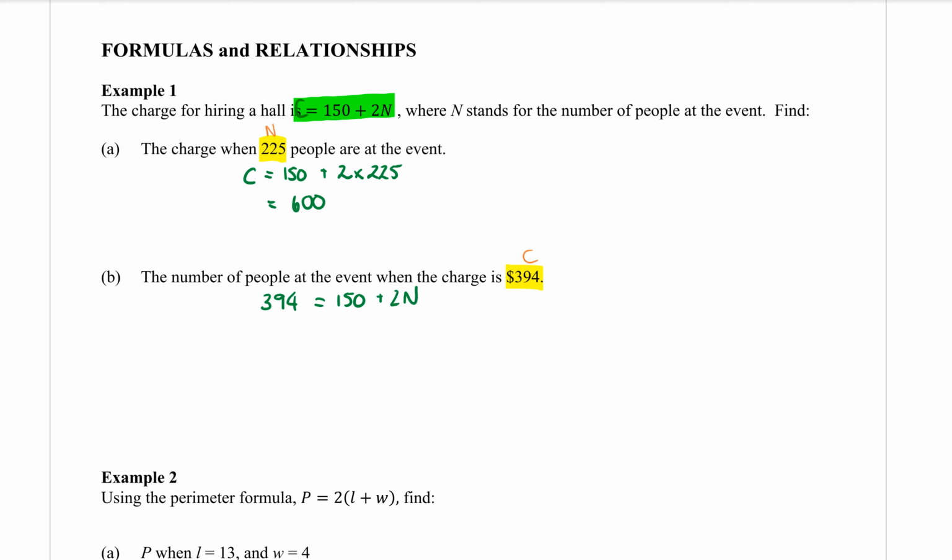I'm trying to find the n. I'm trying to find how many people would cost that much. So this is the equations part. I want to get everything away from that n, and there's two numbers. There's a 150 and there's the positive 2 there.